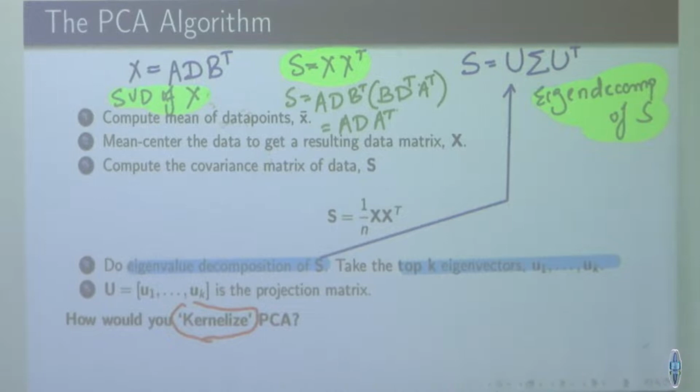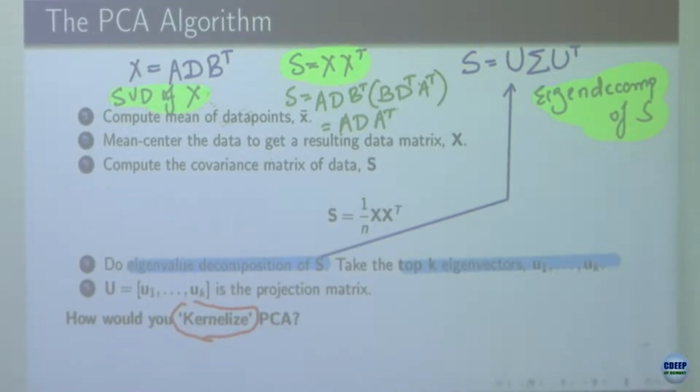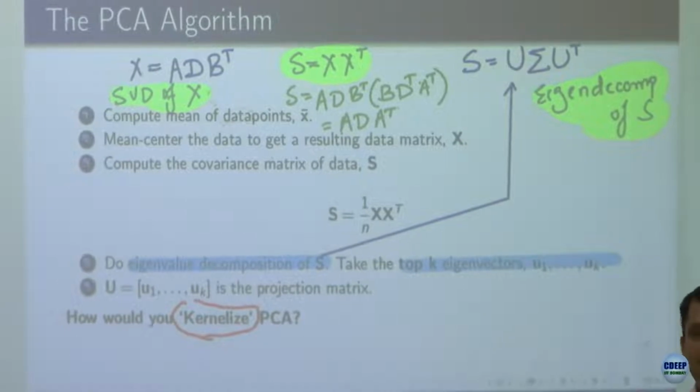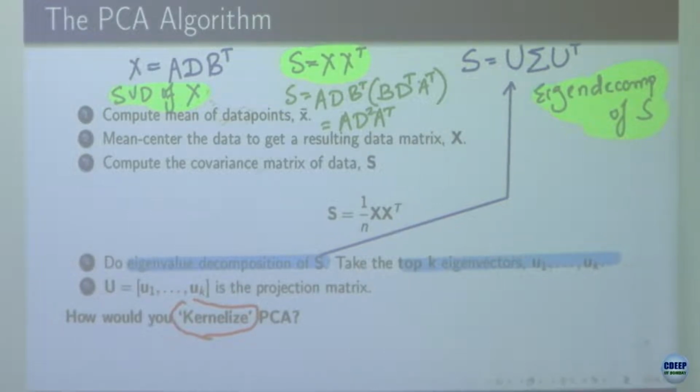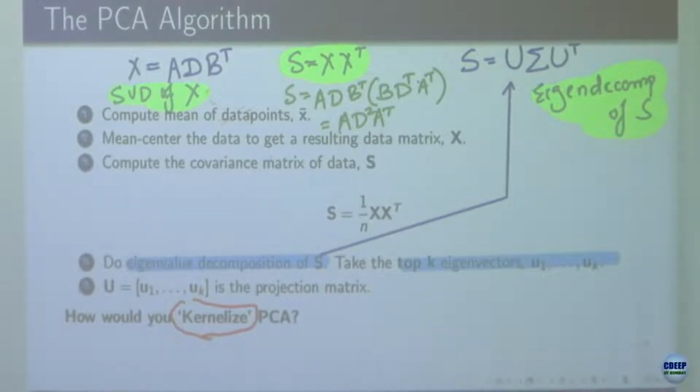So A, D and A transpose get adjusted as U, sigma and U transpose, modulo the scaling, right? So there will be D square. So you could think of U as being related to AD. Think of U as being related to AD. Is that correct?